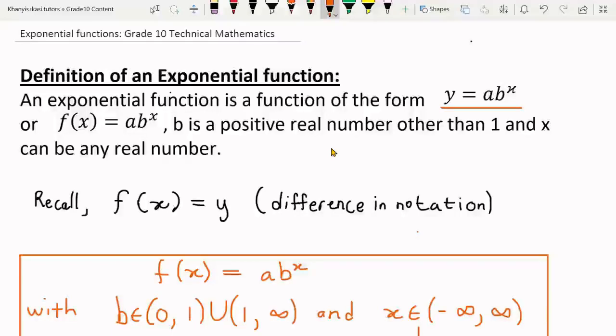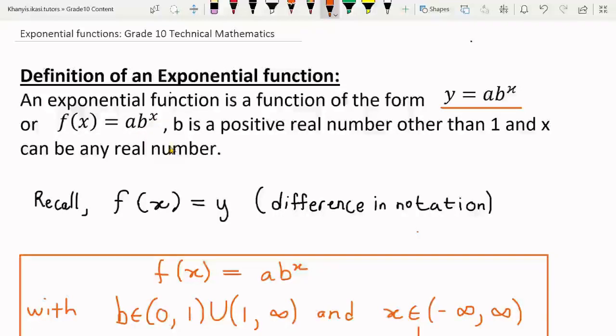Or you could have written it in functional notation, where it would say f of x, with f being the name of that particular function. Because you can have a number of functions. When they talk about the function f, you're talking about this type of function. Or maybe they could mean a function g, which is a parabola, or a function h, which is a straight line. So it's just for us to identify which one we are working with at that point in time. But here we have f of x equals a times b all to the power x.